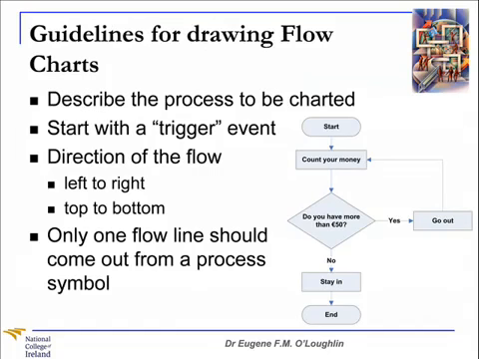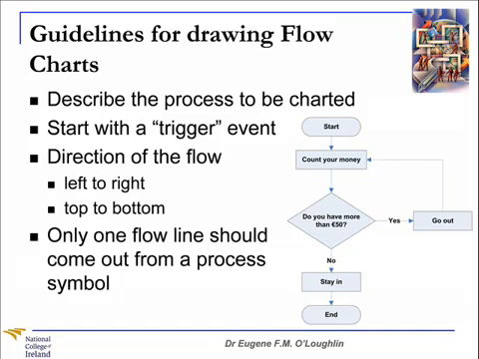Well, here are some guidelines for helping you draw flowcharts. The first thing to do is describe the process to be charted. Keep this short, a one-line statement will suffice in most cases. Start with a trigger event. For example, in our going out example here, count money is the trigger event for starting our process off. The usual direction of flow of a process is from left to right or top to bottom, as you see in the diagram here.